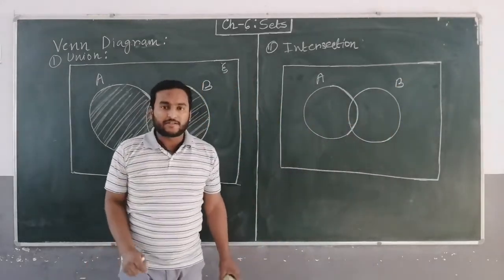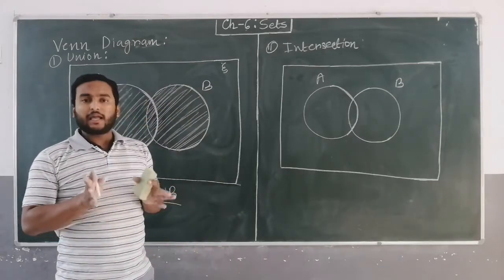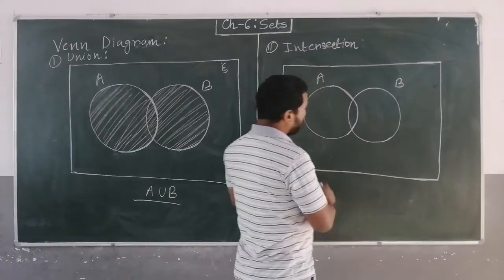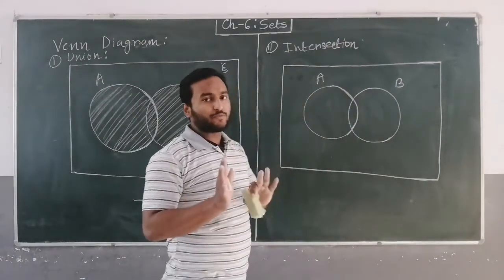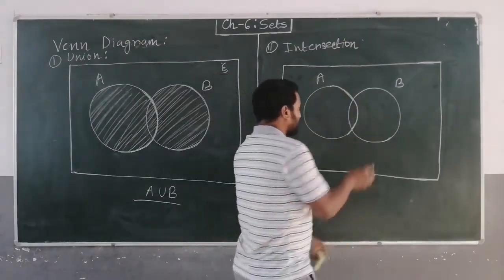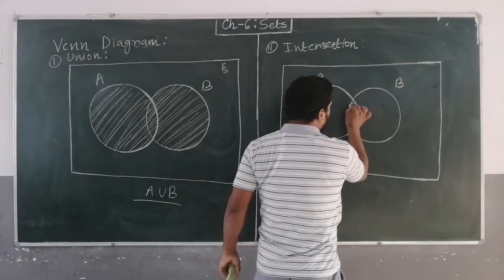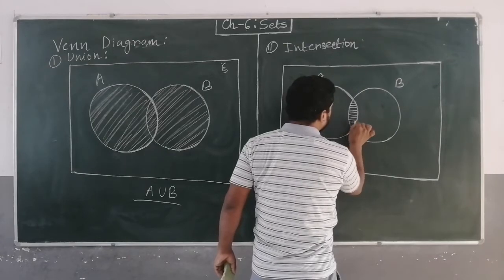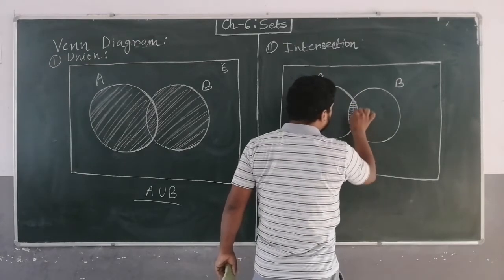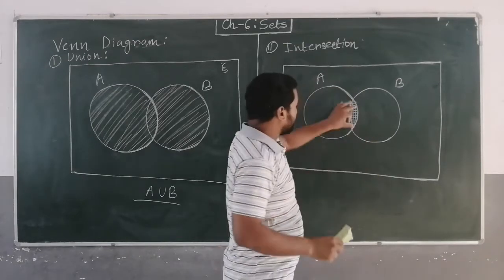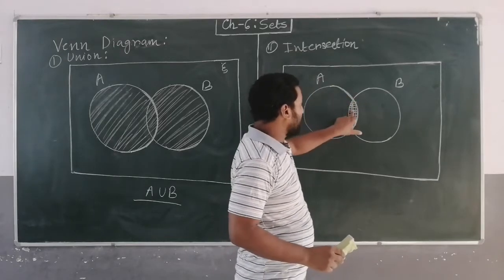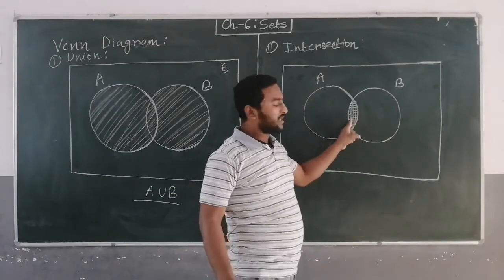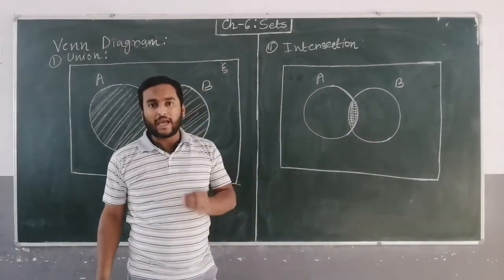Intersection means, as we know, the elements that are common between these two sets. Now see this. In this diagram, which part is common between these two sets? This part. This is the part of A as well as B. So this part is of A as well as of B. This is the common part. This portion is common between A and B.